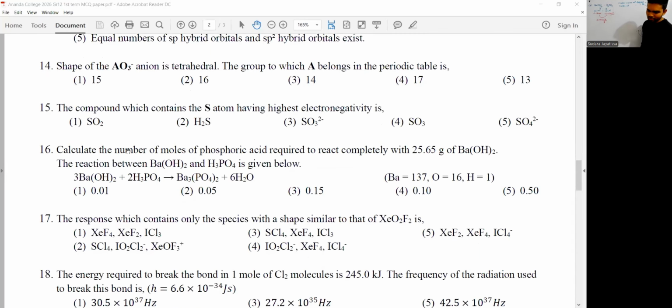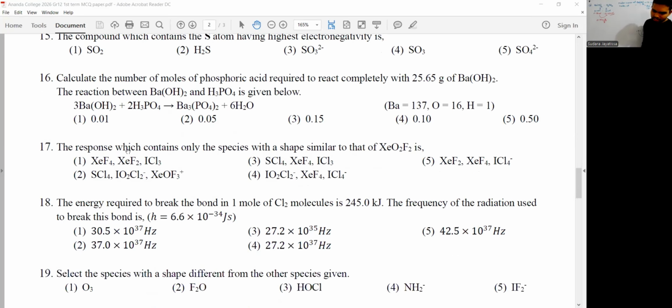Question number 16. Not a difficult one, but still somewhat good. Now let's go to the 17th. The response which contains only the species with the shape similar to XeO2F2. Now let's draw XeO2F2 and see.